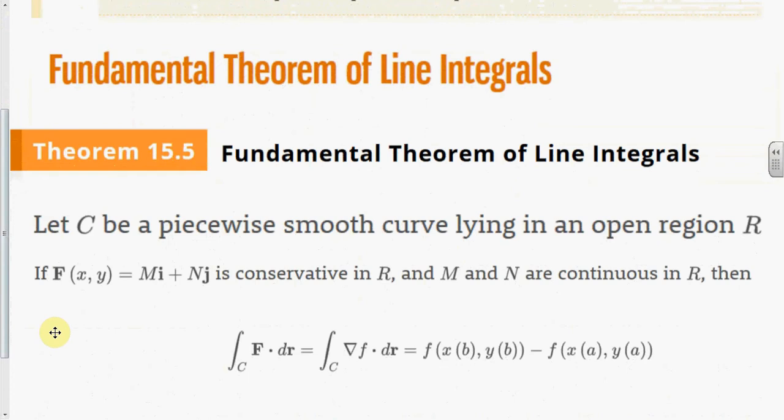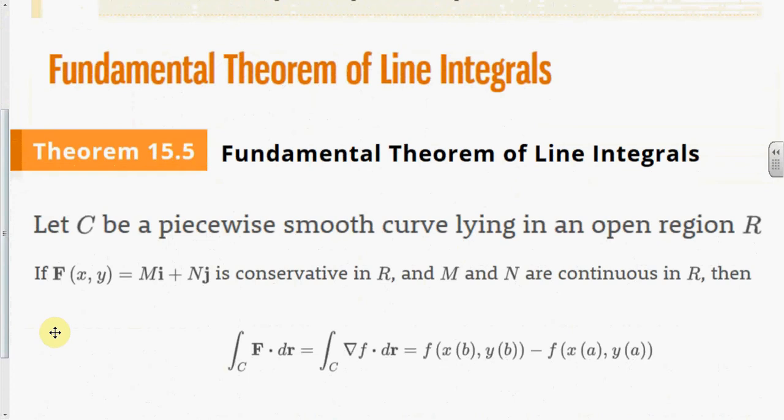It says that if the vector field F is conservative in R, and the values for the vector field are M times i plus N times j, if M and N are continuous in x, y, then the line integral can be equal to the evaluation of the potential function.